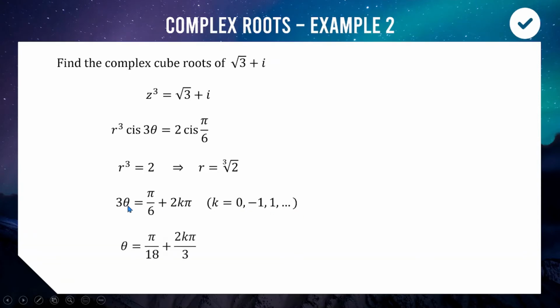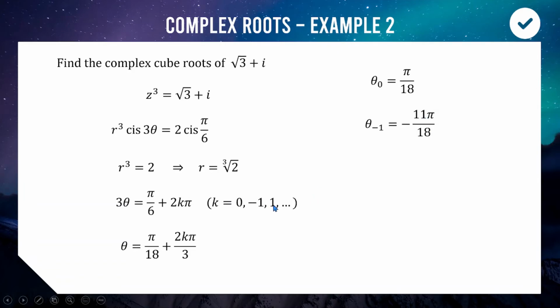Tidying up the right-hand side, we divide them by 3, so we get pi on 18 plus 2k pi on 3. All right, now substituting in values of k, starting off with 0. So when k is 0, we get just pi on 18. So there is our first location, pi on 18. Now if we make k equal to minus 1 and substitute in here, pi on 18, take away 2 pi on 3, will get us negative 11 pi on 18 for our second solution.